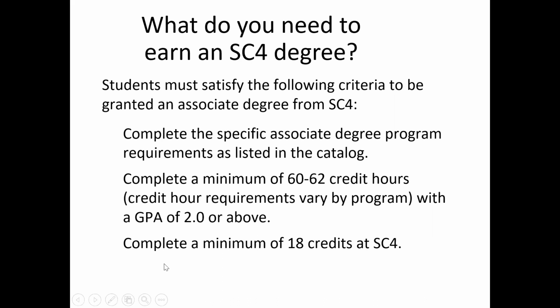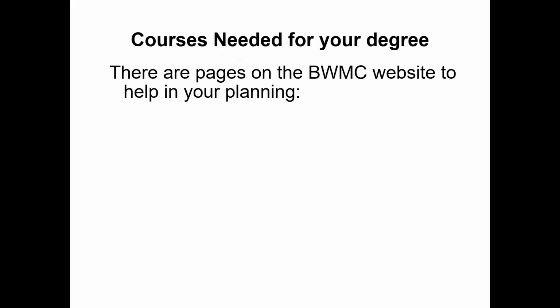And then everyone's kind of doing this, but you must, in order to get an associate degree at SC4, have to complete at least 18 of those credits at SC4. So this is more for students that are transferring into SC4 from other community colleges or maybe transferring back from a four-year school. This could apply if you were doing reverse transfer later on, but pretty much everyone will have at least 18 credits done at SC4. And more likely you'll be up in that 60 to 65 credit hours complete.